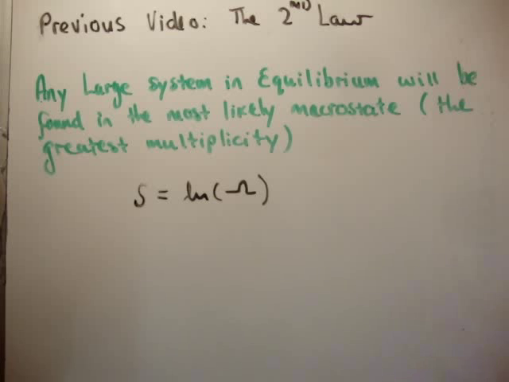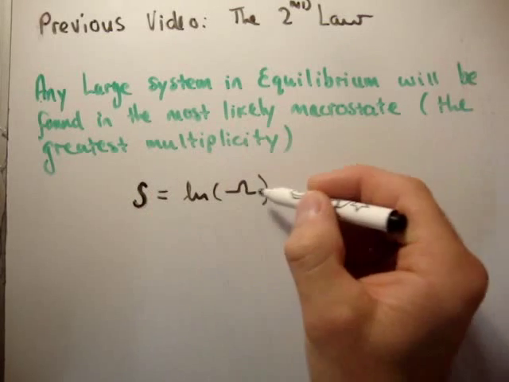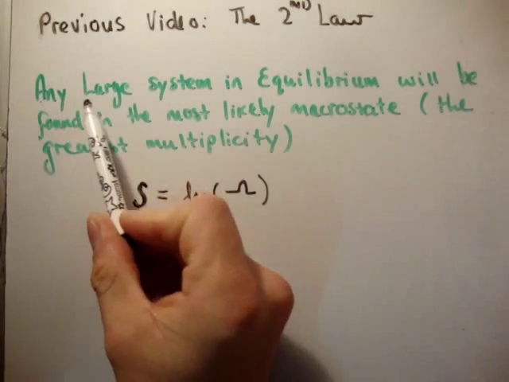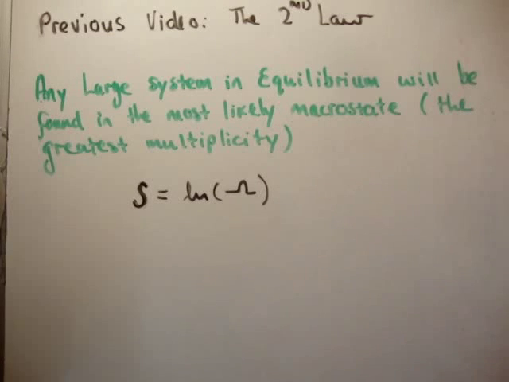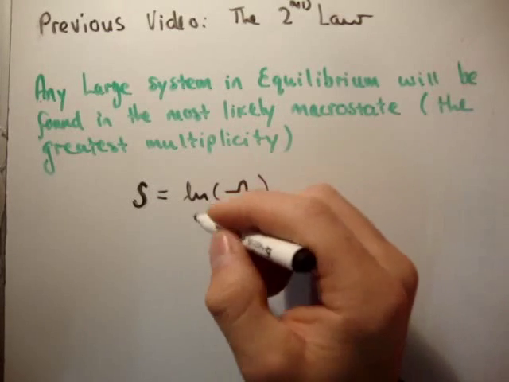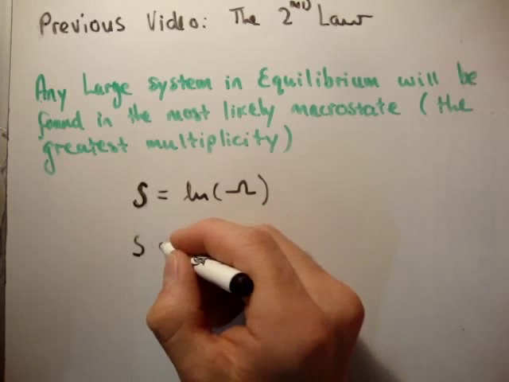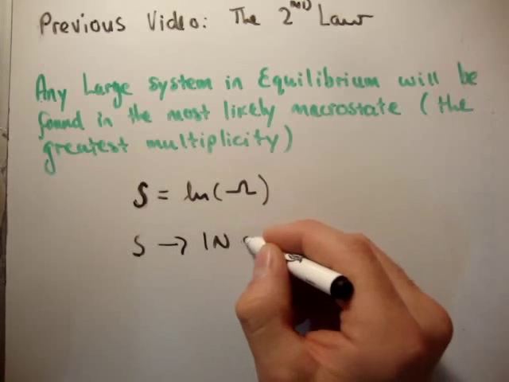So why do people say that it's the disorder? Well, think about it. Because entropy is the natural logarithm of the multiplicity, and we said that in the second law of thermodynamics, the multiplicity tends to increase. Well, because the multiplicity tends to increase, and multiplicity is exactly what entropy is, that means entropy tends to increase.